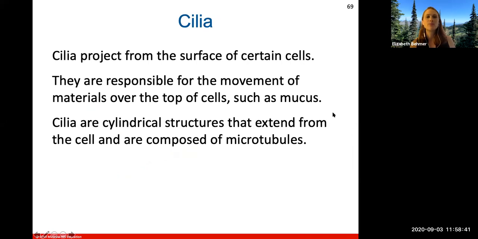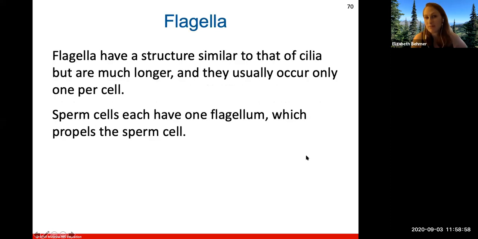Cilia then, these are projections from the surface of certain cells. We talked about cilia when we talked about epithelium in your respiratory tract. And specifically cilia there will move mucus. They're cylindrical structures that extend from the cell. They're also composed of microtubules. Flagella have a structure similar to that of cilia, but they're much longer, and they usually occur in only 1 per cell. So sperm cells, they're the only human body cell that has a flagella, flagellum for singular, and that propels the sperm cell.